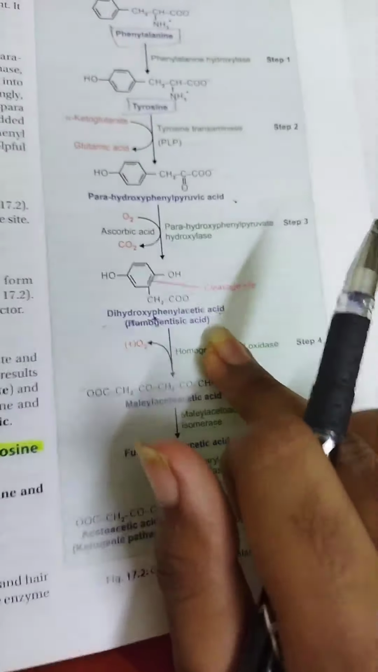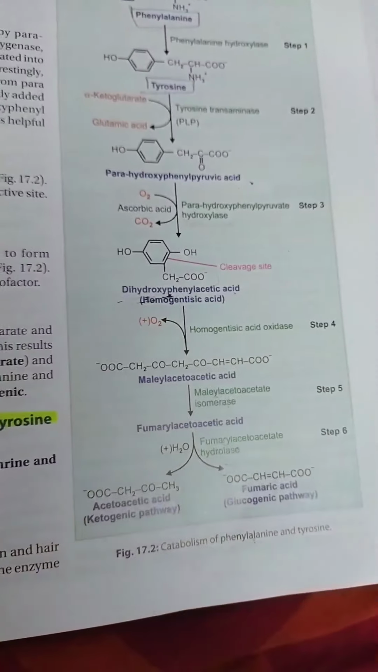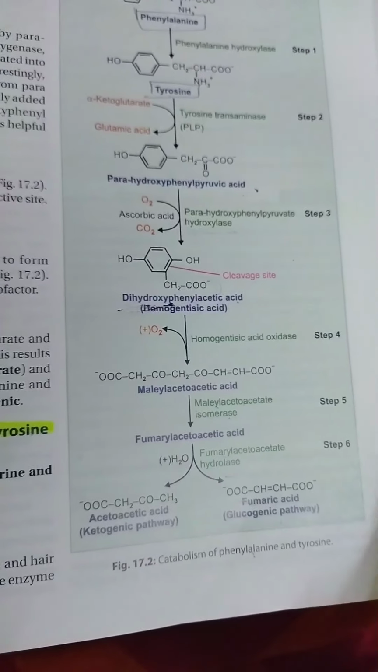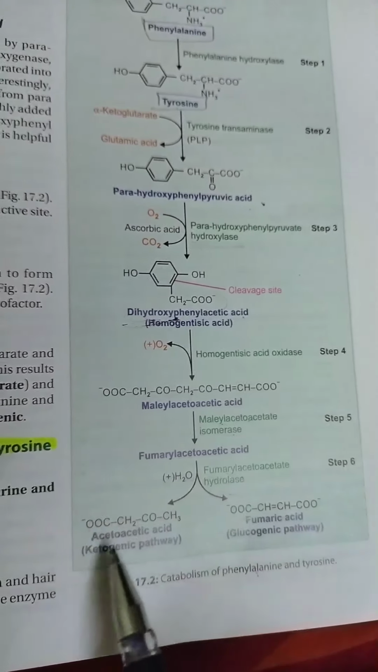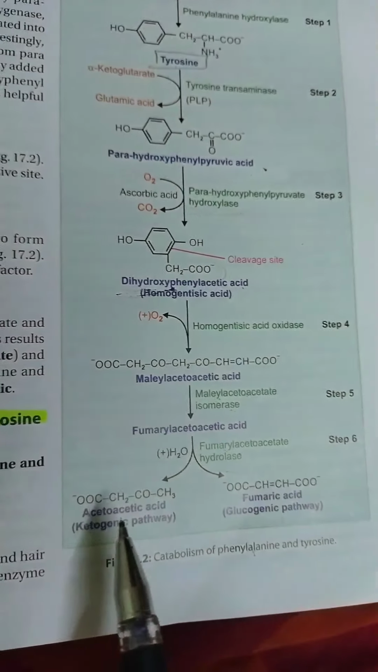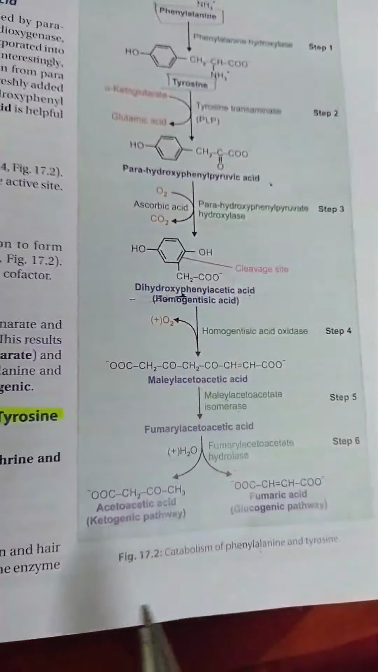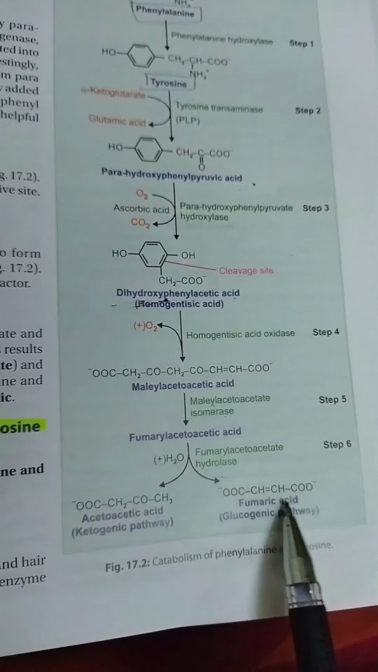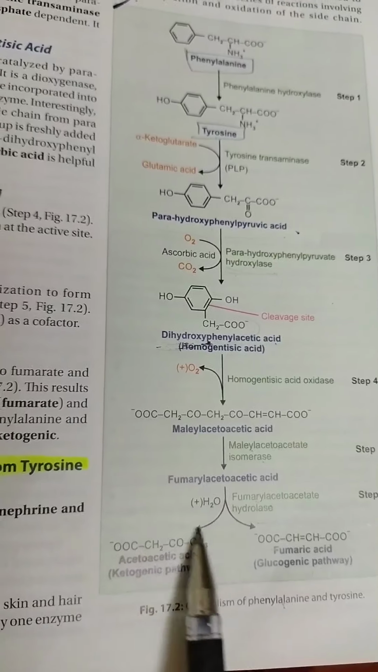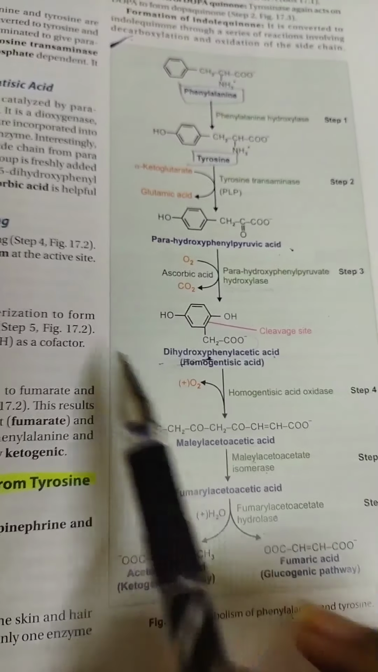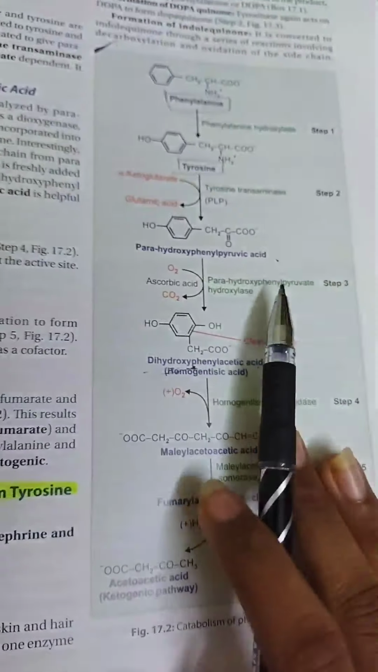This phenylacetic acid is otherwise known as homogentisic acid. In the presence of oxidase, homogentisic acid is converted into maleylacetoacetic acid, which undergoes isomerase action to produce fumarylacetoacetic acid. That undergoes hydrolase action because of water addition, forming acetoacetic acid and fumaric acid. That is why we call phenylalanine ketogenic and glucogenic, because it produces a ketogenic pathway and a glucogenic pathway. Fumaric acid forms the glucogenic pathway, and acetoacetic acid forms the ketogenic pathway. So this is the metabolism of phenylalanine as well as tyrosine, which is very, very important.